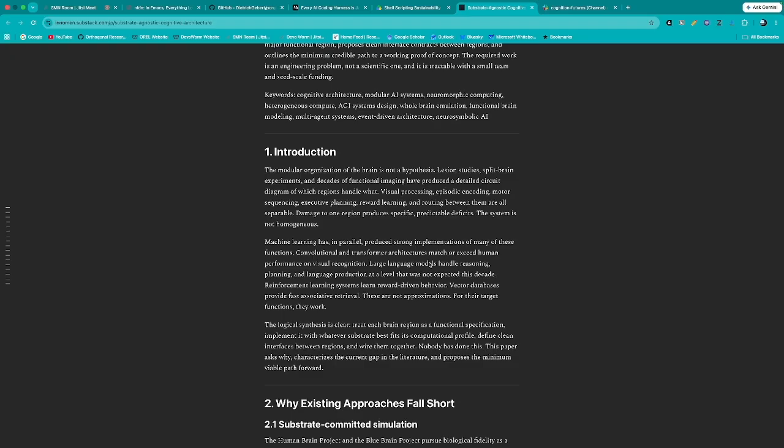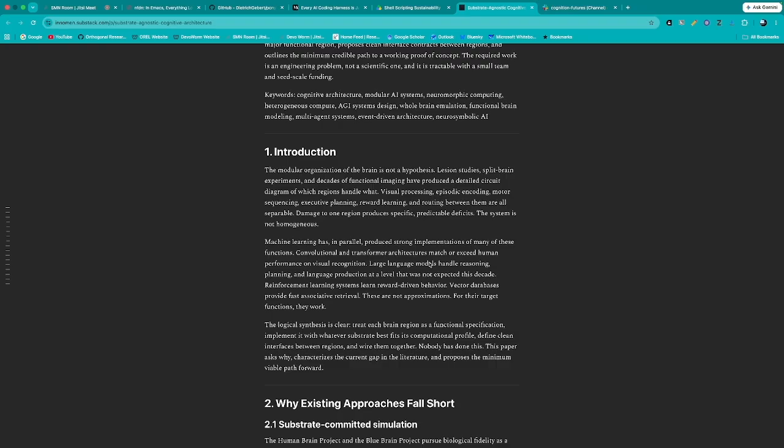Vector databases provide fast associative retrieval. These are not approximations. For their target functions, they work. The logical synthesis is clear. Treat each brain region as a functional specification. Implement it with whatever substrate best fits its computational profile. Define clean interfaces between regions, and then wire them together.